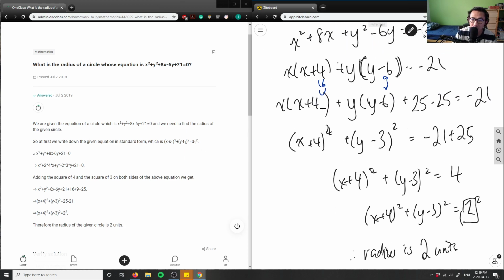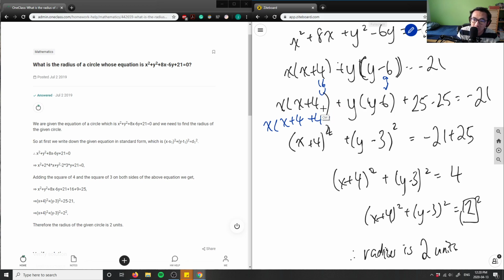Because I could have rewritten this, I'll do this in blue. If I factor the x here, I have x plus 4, and then it would do plus 4 minus 4, and then I would take out this negative 4 out of the bracket to make 25, right? That's what I'm doing here.